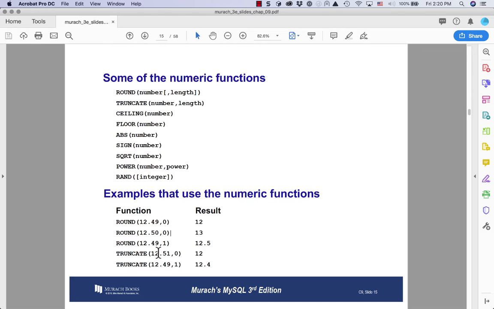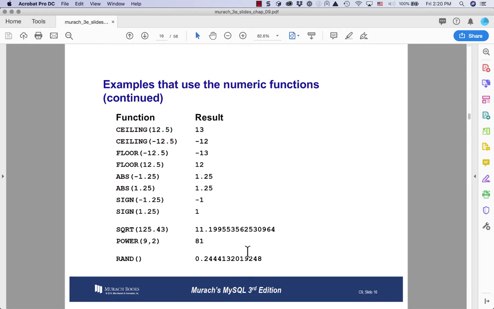You don't have to do it at the whole number point. You can do it at a decimal digit point. So here, when we truncate 12.49 to 1 decimal digit, we get 12.4. Again, if we were rounding, it would have been 12.5, as we see up above. But when you truncate, you're just lopping it off. No rounding involved.